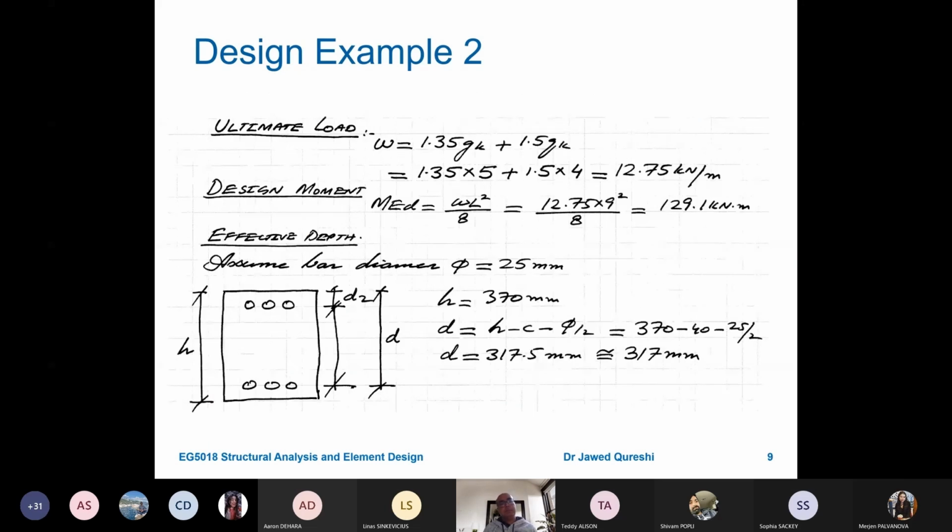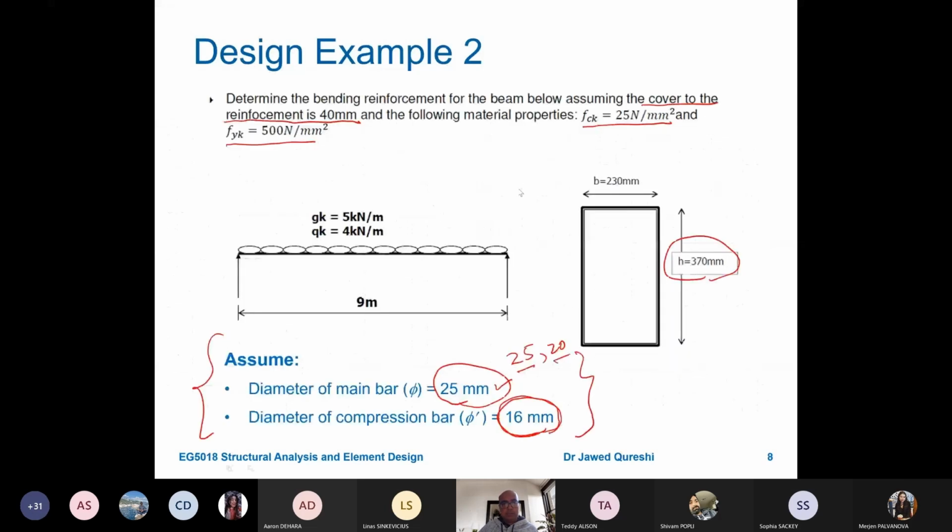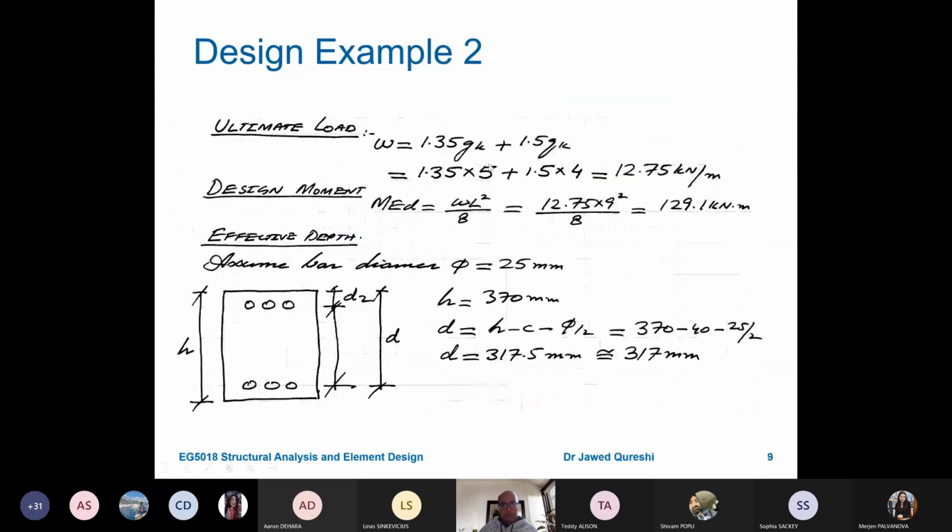So the ultimate load is found by 1.5 GK plus 1.5 QK. GK and QK are given to us, 5 and 4. So put these values 5 and 4, and you get your design load or ultimate load, which is 12.75 kilonewton per meter.